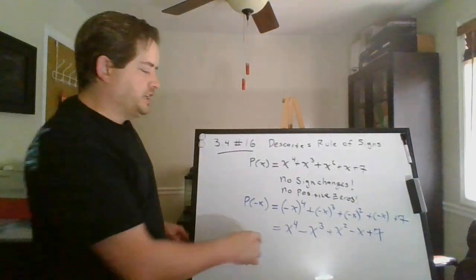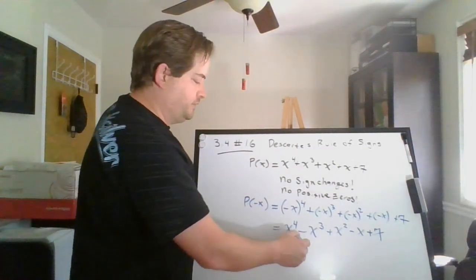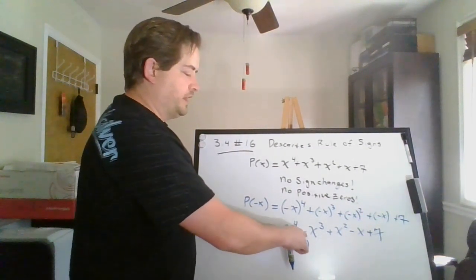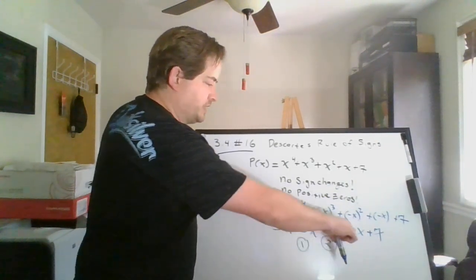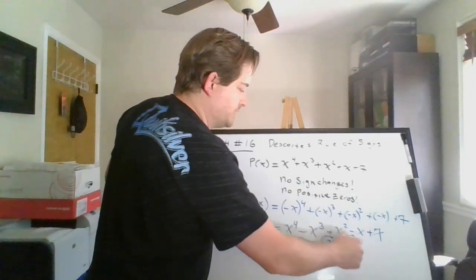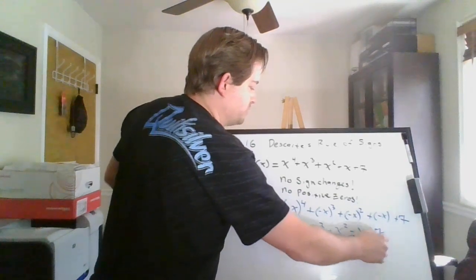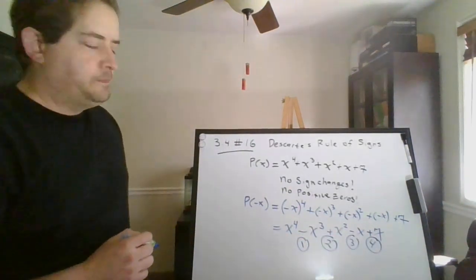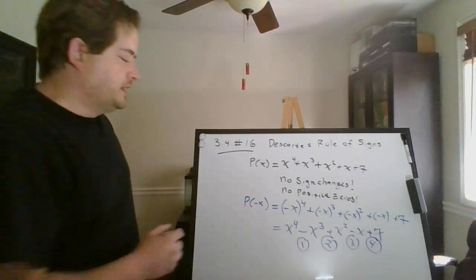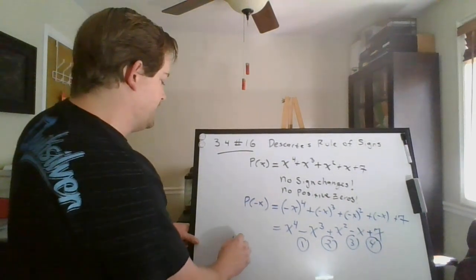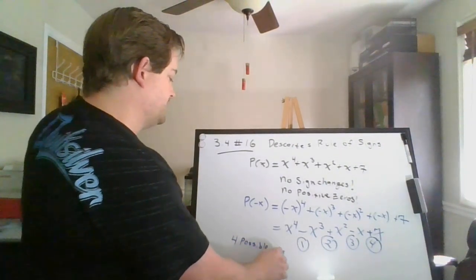So the number of sign changes, my x to the fourth starts as a positive, but my x to the third is negative, that's one sign change. Then I go from that negative to another positive, that's a second sign change, which then goes to a negative, so there's my third sign change. And then across this goes to a plus, so that's 4 total sign changes. So because there's 4 total sign changes when I have negative x input in here, that means that there are 4 possible negative zeros.